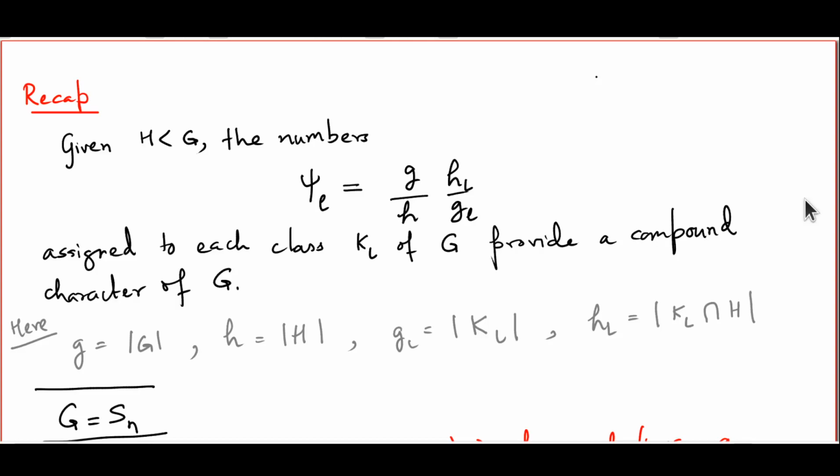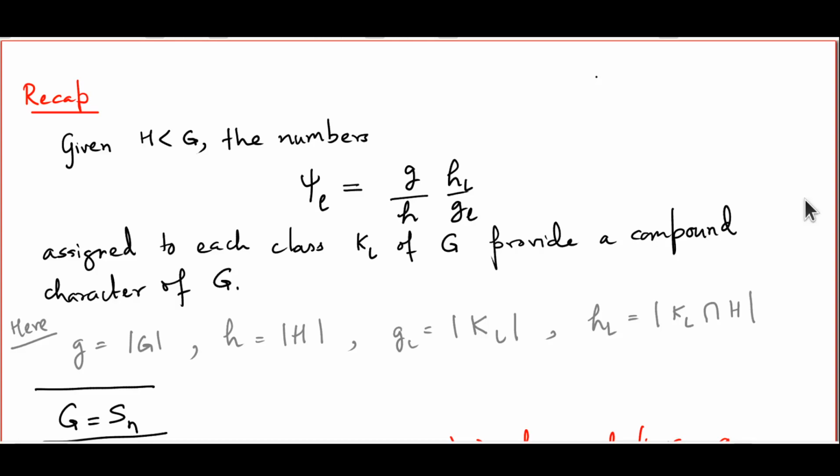Given a subgroup H of a group G, the numbers psi L, given by g over h times h_l over g_l, assigned to each class K_L of G, provides a compound character for the group G. That is, provides the character for some representation of the group G, not necessarily an irreducible one. Here small g stands for the order of the group capital G. Small h, of course, is the order of the group capital H.